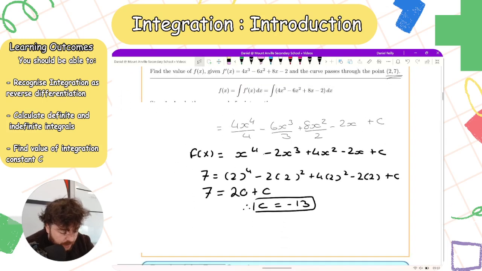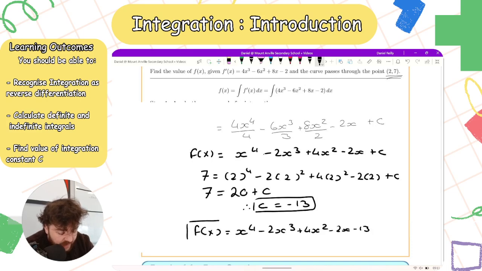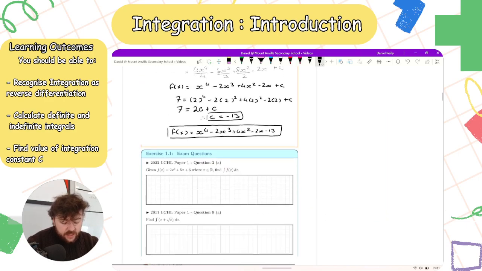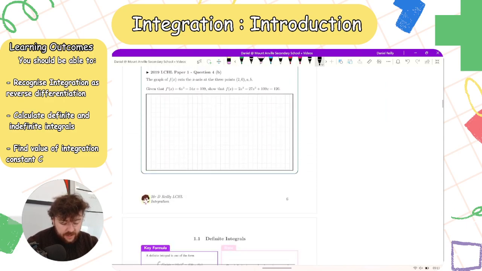So, therefore, my function f of x is going to be x to the power of 4 minus 2x cubed plus 4x squared minus 2x minus 13. And that is my original function there. Right, let's just look at some exam questions really quickly.